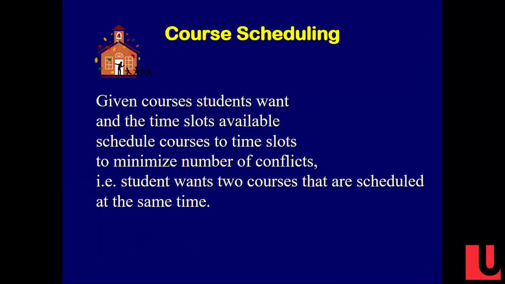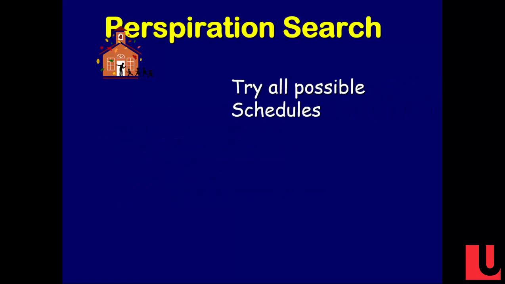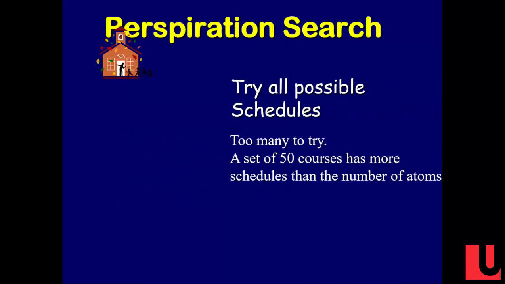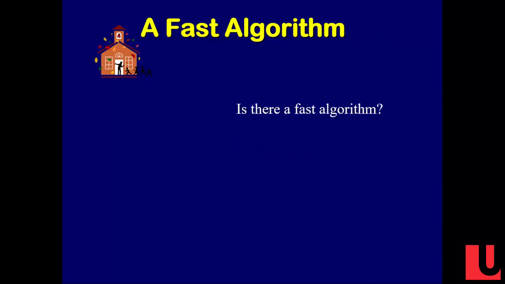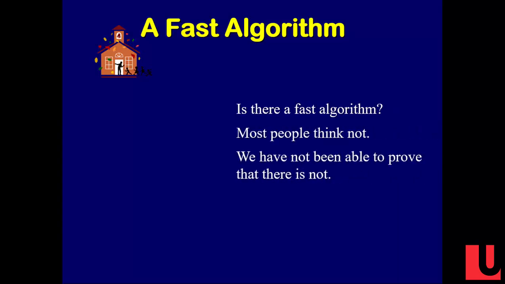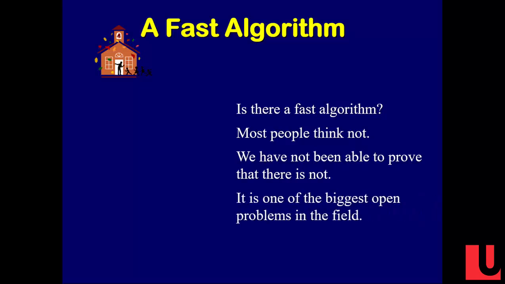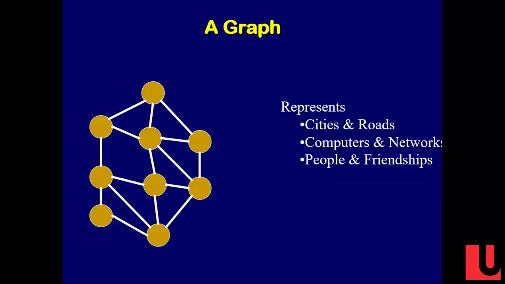Course scheduling. So what's the problem? You have a bunch of time slots, you have a bunch of courses, you want to schedule the courses so everybody's happy, as we talked about. One thing you could do is try all schedules, but there are too many. As soon as you have 50 courses, there are more schedules than atoms in the universe, so that's hard. Is there a fast algorithm? People think not. We can't prove that there is, and we can't prove there's not. It's one of the big open questions in the field.